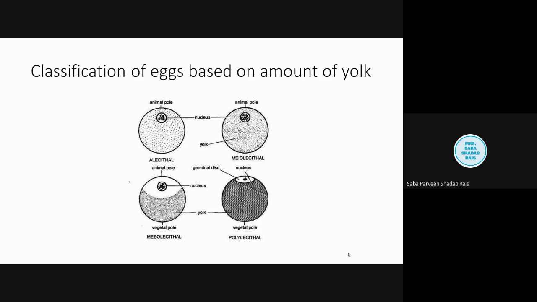Okay, so in the last lecture I told you what the restriction point for the cleavage furrow is. It is the yolk deposition. So here the quantity, see these two categories.